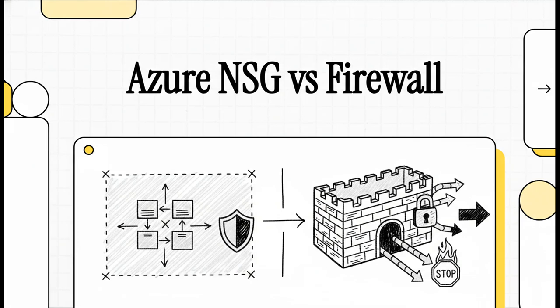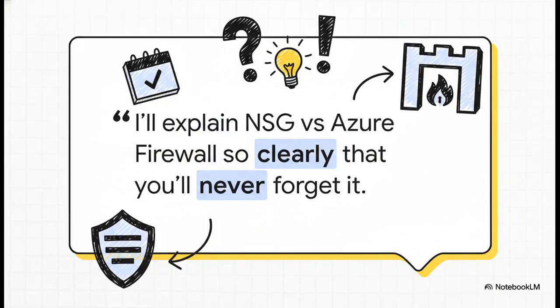If you've ever worked with Azure, you have absolutely run into this question. Should I use a network security group, or do I need the full Azure Firewall? They kind of feel like they do the same thing, but honestly, they're worlds apart. And in the next few minutes, we're going to make the difference so clear you'll never get confused again. And hey, that's a promise. By the time we're done here, you'll know exactly which one to grab for your project and why.